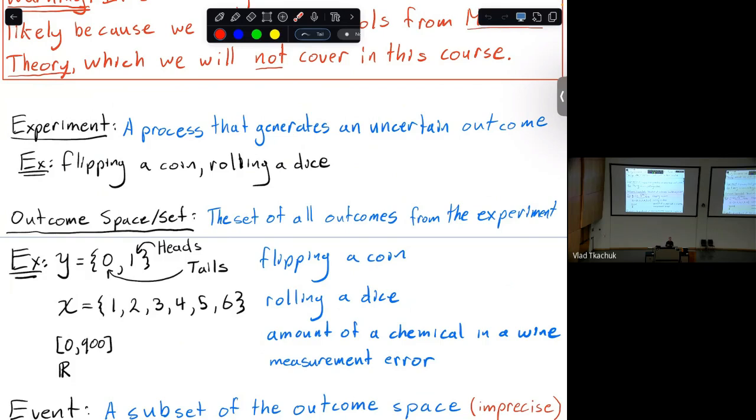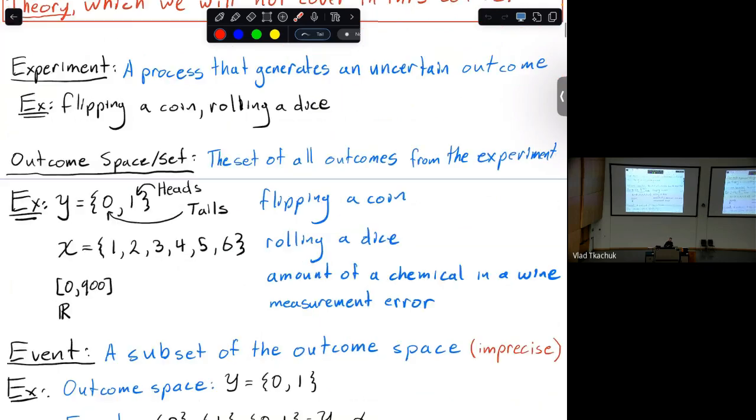And the outcome seems to change and it's uncertain. Sometimes it's this and sometimes it's another thing, and so on. So that's your experiment, your flipping of a coin and rolling a dice and so on. And you want to somehow understand this experiment better. Why am I getting this outcome? How often do I get this outcome? Things like this.